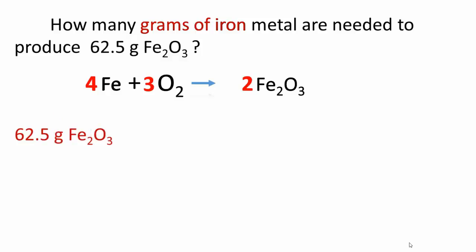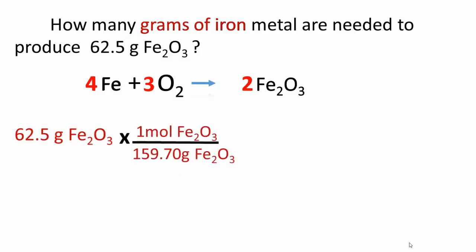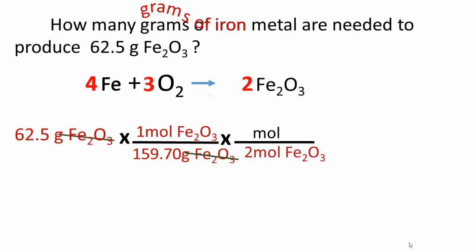And since it's grams and we want to use the mole ratio from the equation, we have to use molar mass to convert from grams to moles. Grams of iron 3 oxide factor out when we set it up this way. And now we have moles of iron 3 oxide. We can now use the mole-to-mole ratio of iron to iron 3 oxide, and you'll see in the equation, for every 2 moles of iron 3 oxide, we have 4 moles of iron.